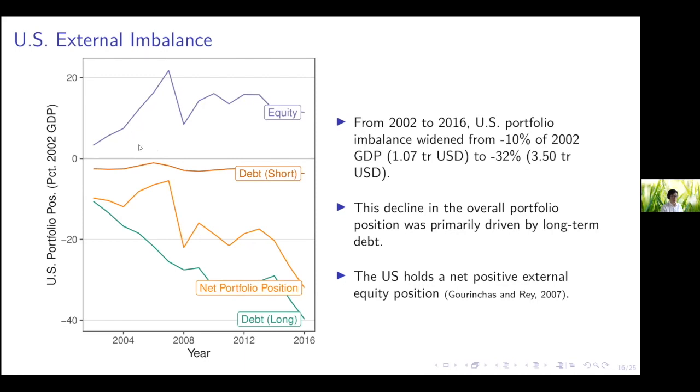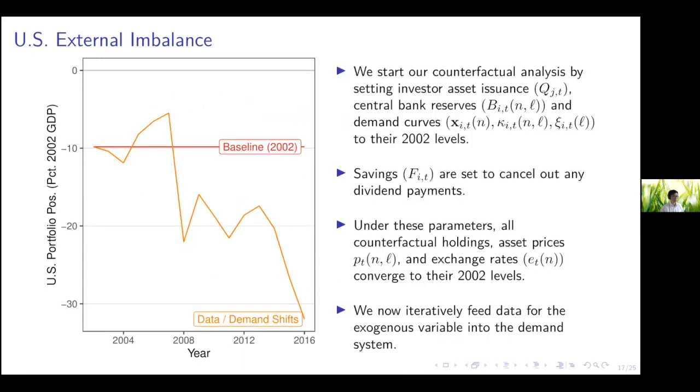As we've mentioned before, and it has been mentioned in other papers, the US holds a positive equity imbalance, and this remains true in our data as well. We're going to take this orange line and try to decompose it. We're going to start off our counterfactual analysis by setting investor asset issuance, central bank reserves, demand, all these exogenous variables back to the 2002 levels. We're going to set savings to cancel out any dividend payments. And basically under these parameters, all counterfactual holdings, asset prices, and exchange rates are going to converge to their 2002 level. You can see now why we're always normalizing by 2002 GDP. So at the end, we get this nice flat line.